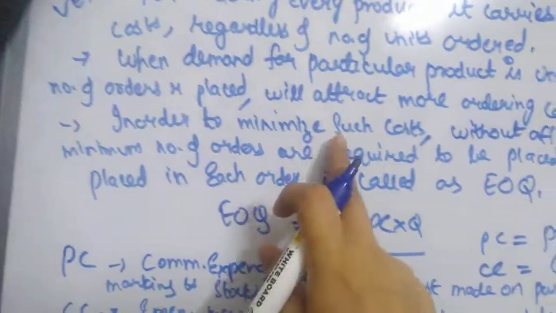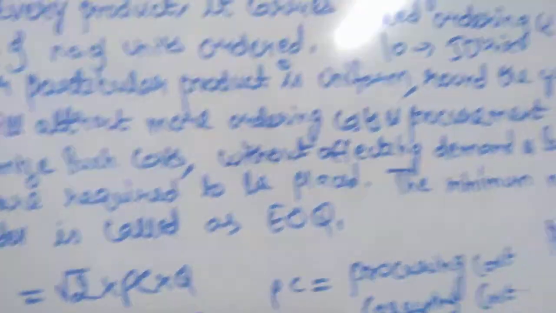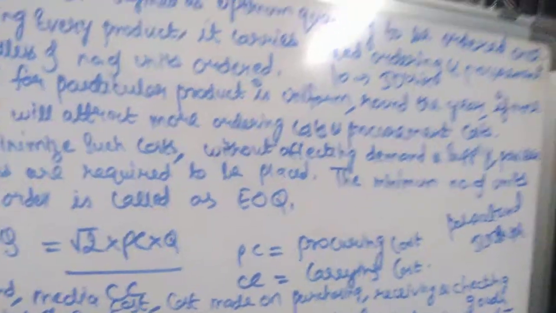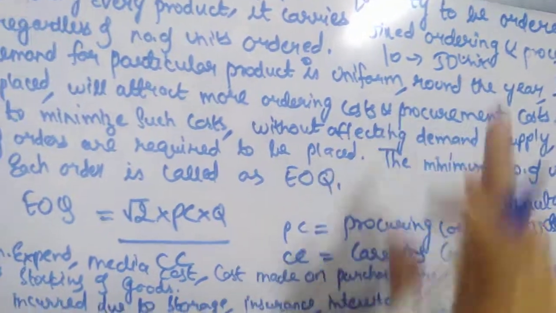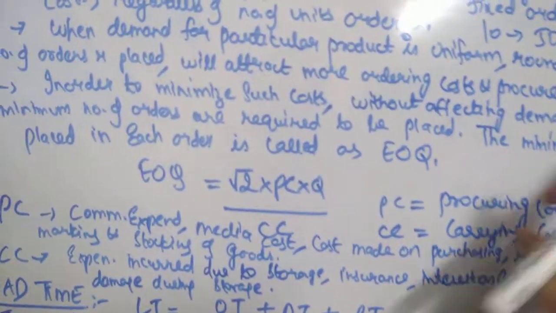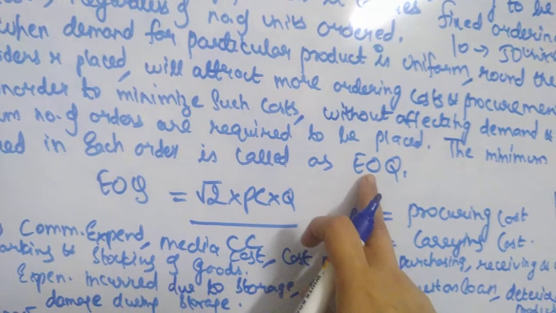So we need to minimize such ordering and procurement cost without affecting the demand and supply. Okay, so you don't want to affect your supply of medicines. So without affecting such supply, how can you minimize such cost? Okay, so you have to place the minimum number of orders. So that number of units which you are placing in each order is called the economic order quantity.